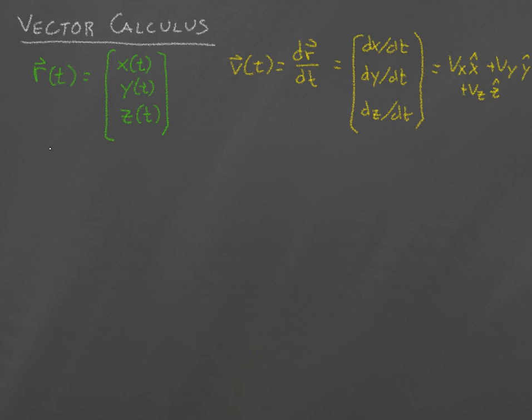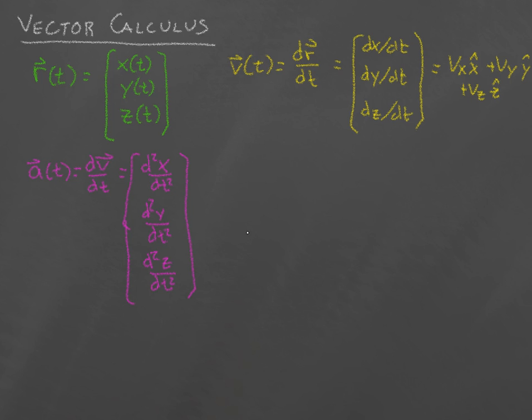And then similarly, acceleration is dv dt. So this is the second derivative of x with respect to t squared, second derivative of y with respect to t squared, second derivative of z with respect to t squared. So the acceleration is just the change in velocity with respect to time.